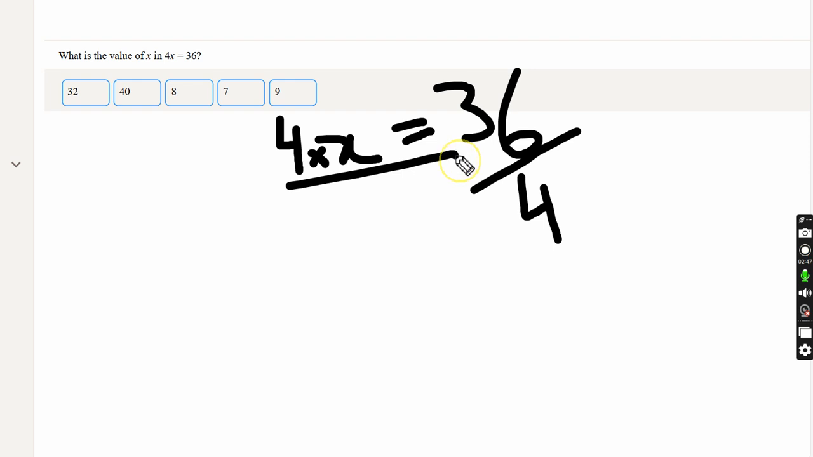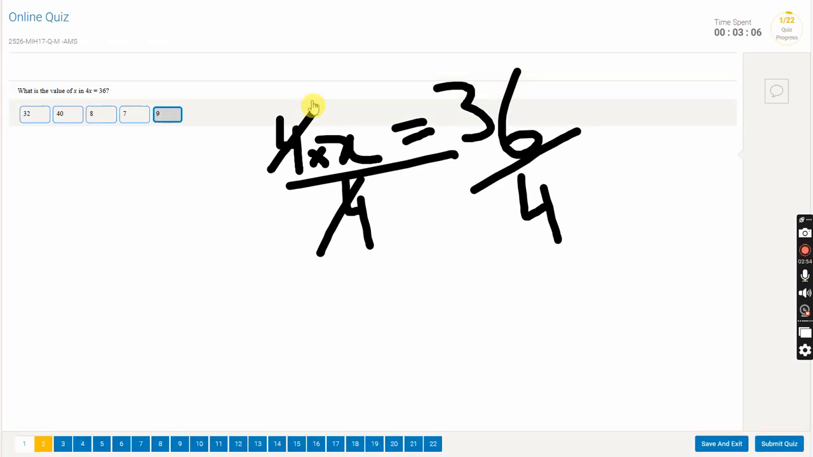You divide it here by 4, you divide it here by 4. The 4 and 4 get cancelled from here. 36 divided by 4 is 9. There you go, you got the answer. x is 9.